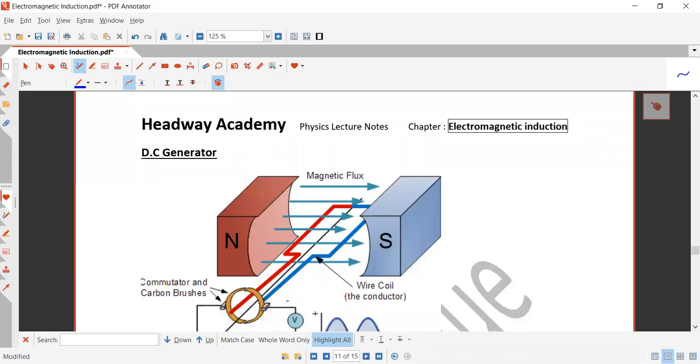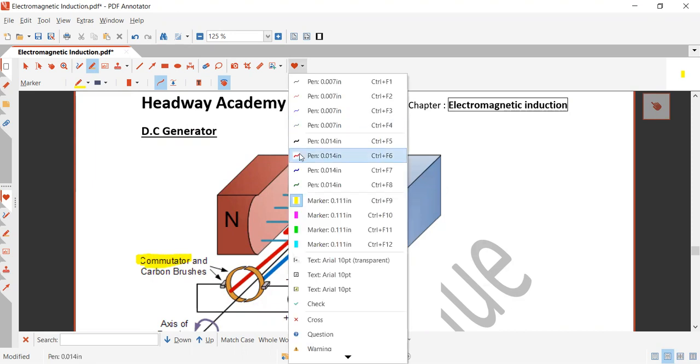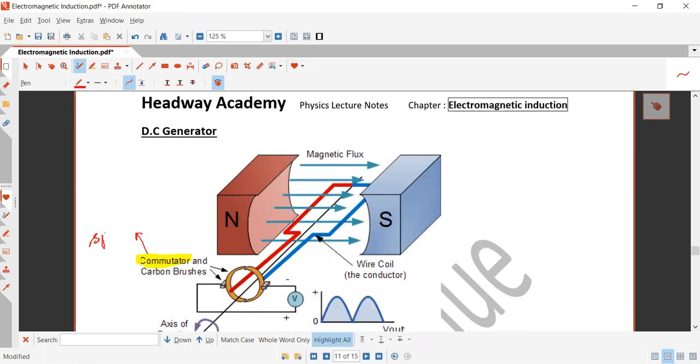Right? Okay, students. DC generator was not in the A-level syllabus, so this is something new for you people. Let me tell you that instead of slip rings, we have a commutator. Commutator is also called a split ring. Right, students? So commutator is basically what? It is the split part of the ring.